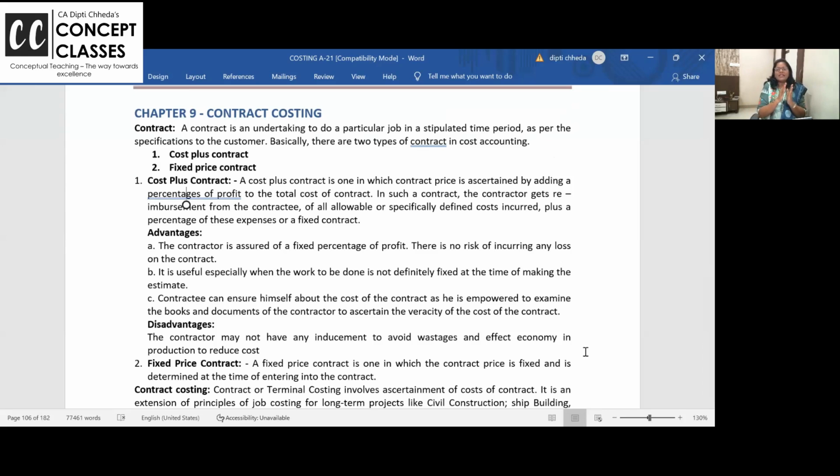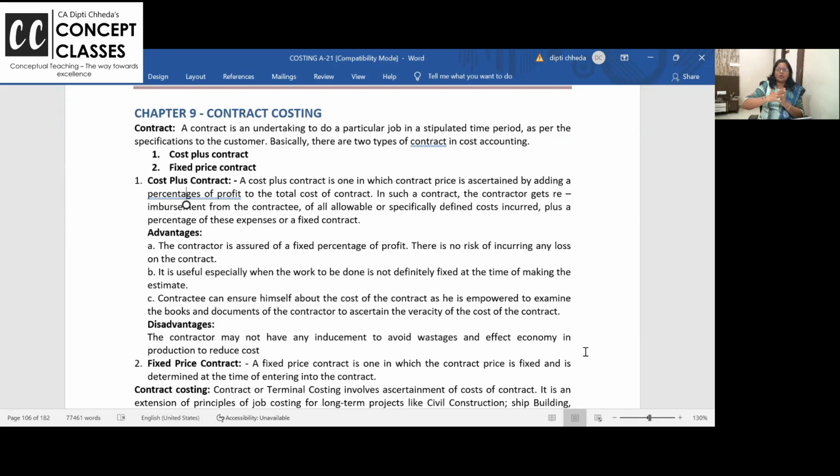Contract costing is an extension of Accounting Standard 7, and it is used by those who follow the construction business. Everything here is looked at from the point of view of the builder, the contractor. The contractee is the customer. How he will record it, whether as a personal asset or a business asset, is a different thing.